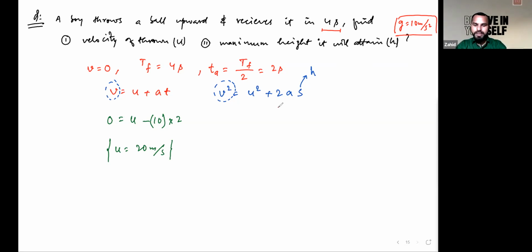Number, I will define it in the calculus part, or non-uniformly accelerated. Now, if you put all the values in this equation, you will get V to be 0, U we have calculated as 20, so 20 into 20, plus 2 times A, where A is minus 10 and S is height. If you move this term to the left side, it becomes 20 into H equals 20 into 20. So H would be just 20 meters.